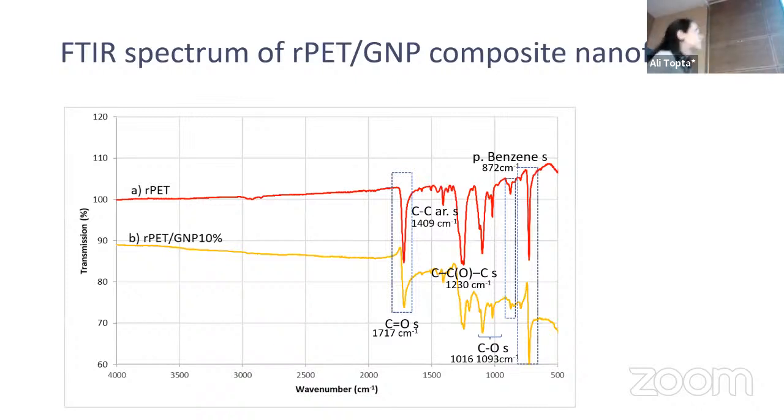In the FTIR spectrum, there is no very apparent difference between PET nanofibers and composite nanofibers, because the graphene doesn't give a very obvious peak in the infrared region. We can see the basic characteristic bands of the recycled polyester, like the carbonyl units.